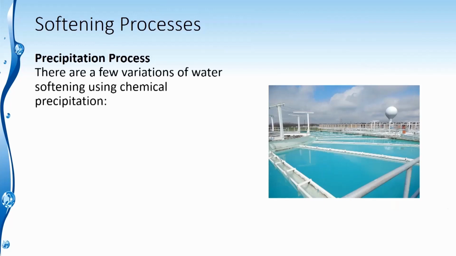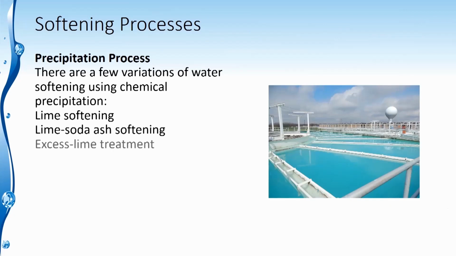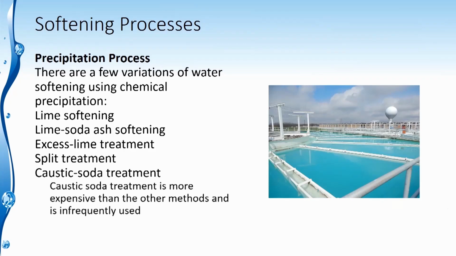There are a few variations of water softening using the chemical precipitation process. There's lime softening. There's also lime soda ash softening. There's also a process called excess lime treatment, and that's used to remove larger quantities of magnesium. And there's also a method called split treatment in addition to caustic soda treatment. Now, the caustic soda treatment is more expensive than the other method.